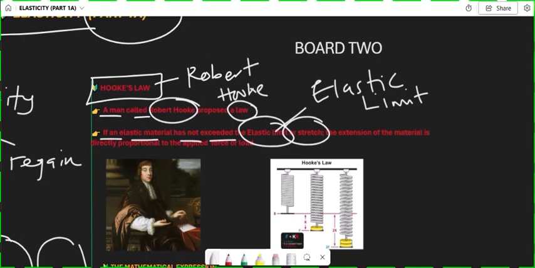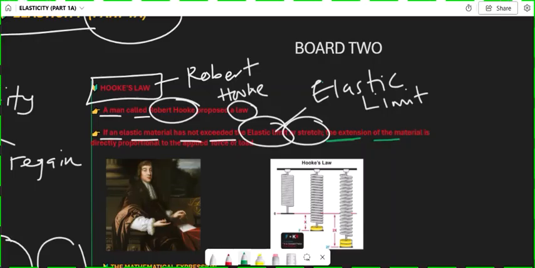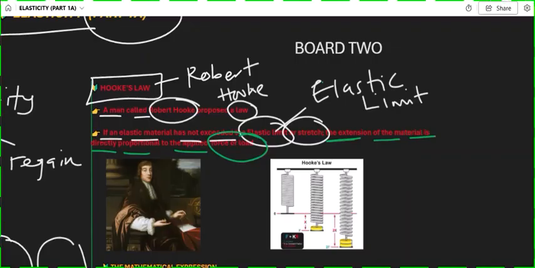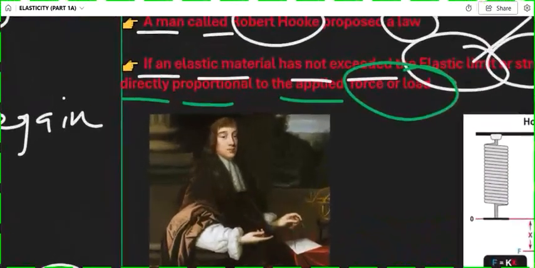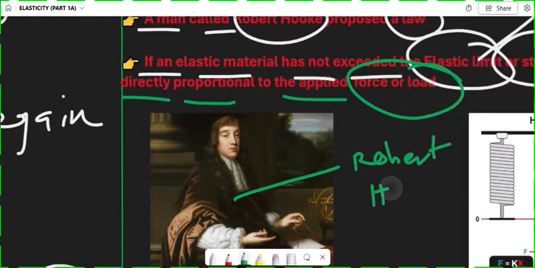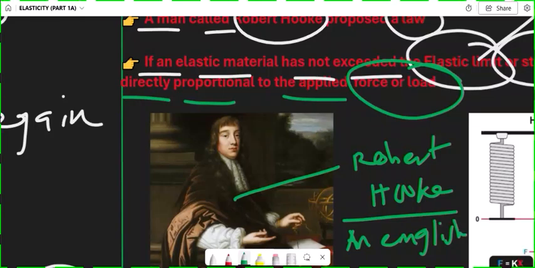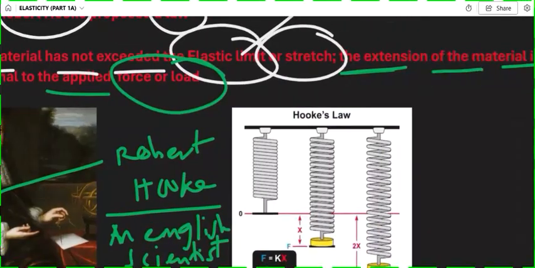It says if an elastic material has not exceeded its elastic limit, the extension of the material is directly proportional to the applied force or load. Okay, let me explain what Hooke is saying here. This is Robert Hooke, an English scientist. Now, what is he trying to say about what we refer to as an elastic material?